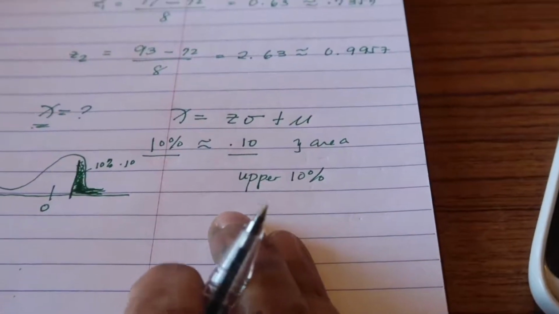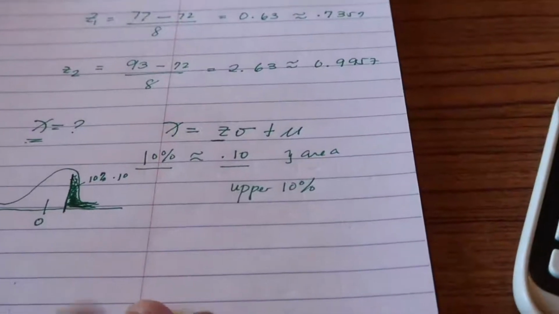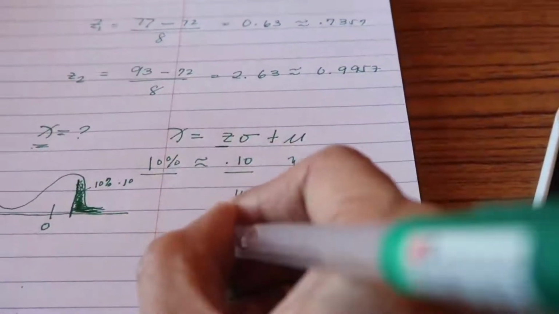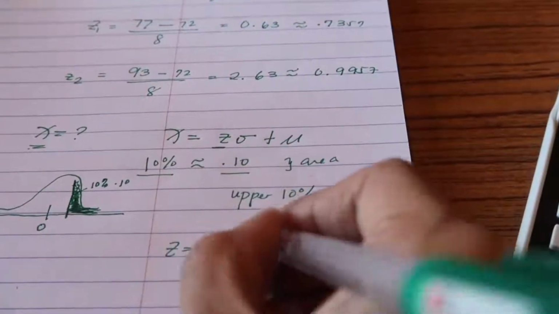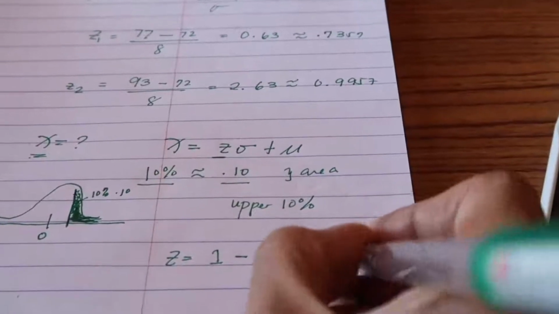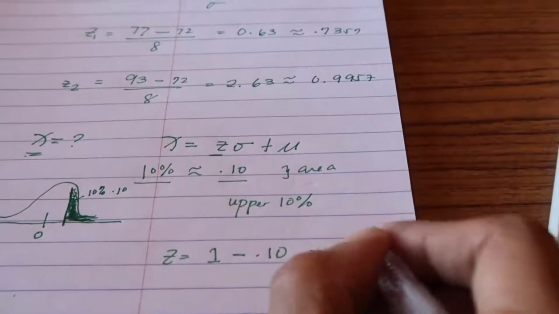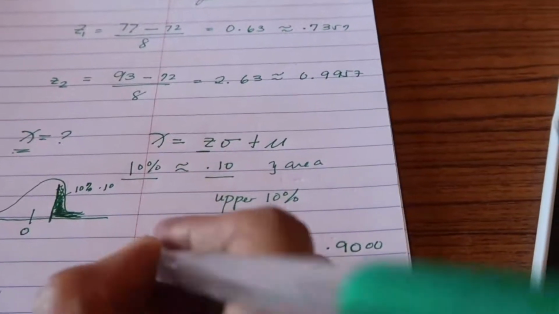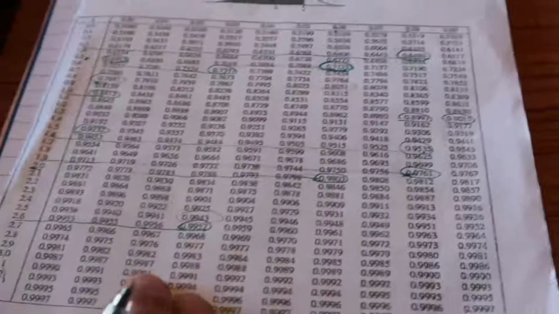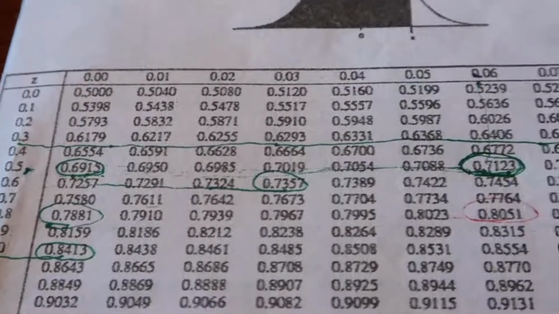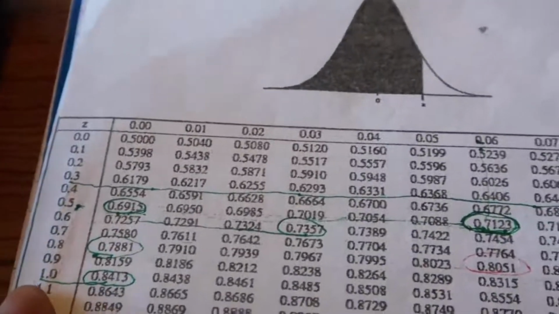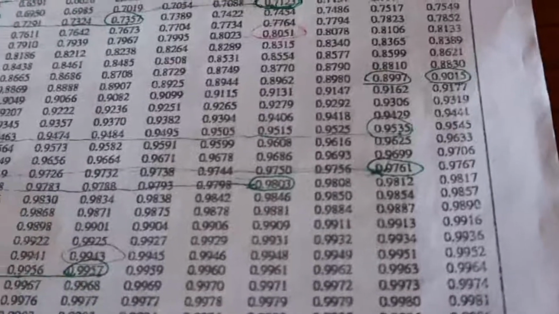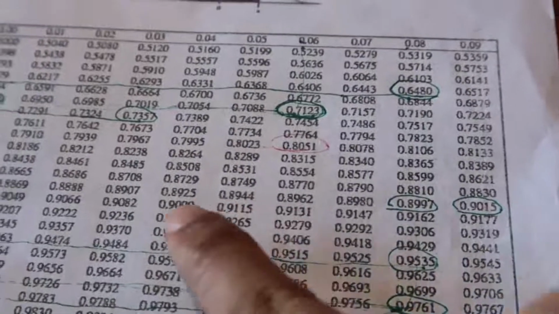So we need to determine the z value. How do we determine it? The area is 1 minus 0.10, and that will be 0.90. So get the table. Where is 0.90? Since the area is 0.90, we need to look for 0.90 here.